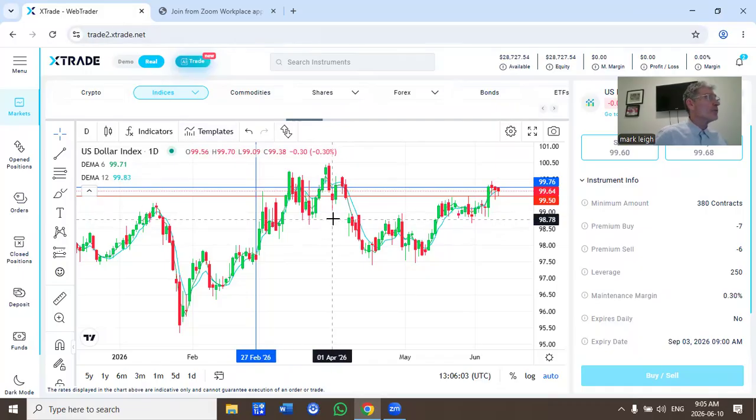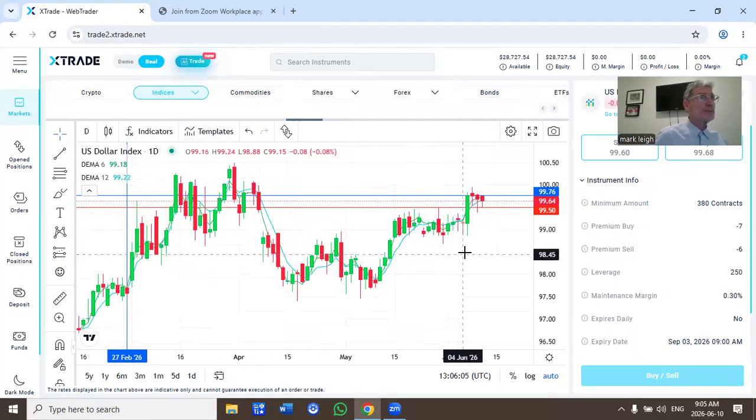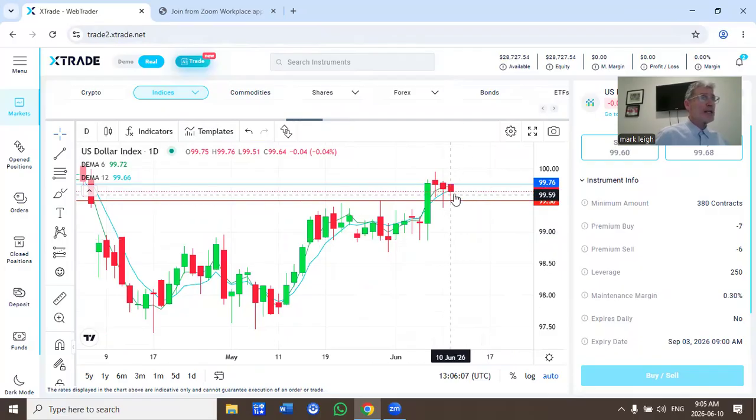Let's have a look at the performance of the US dollar. And there you see the red candlestick to start during the Asian European session. Fight back by the US already. I've got support at 99.50. I've got resistance at 99.76. We had CPI data released this morning.